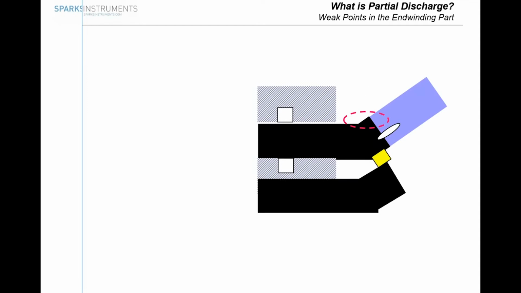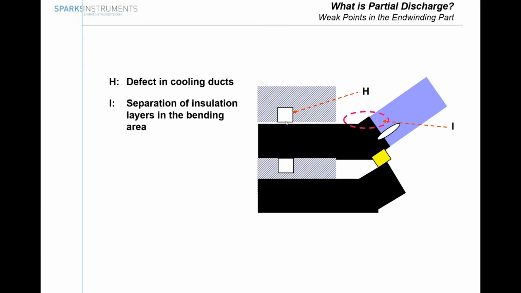When we talk about the end winding part, of course, we might have problems in the cooling ducts, and separation of the insulation layers in the bending area. Remember the picture, we have this tape put around the conductors. Whenever I tape around the bars, I have a technical challenge: on the inside, I lose less material than on the outside. This could come from the manufacturing process. We may have surface contamination, especially for air-cooled machines, where we might face dust and other deposits on the end winding.